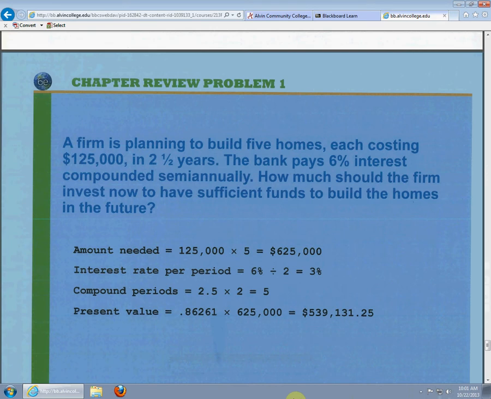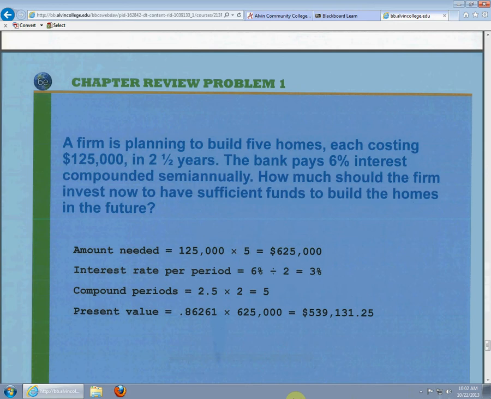The interest percent per period: if it's 6% and it's done semi-annually, that's 2 times you're getting paid. So 6% divided by 2 is 3% per period. Compounding periods: it's 2.5 years, and we have 2 periods per year, so now it's 10. We're looking at 10 compounding periods.